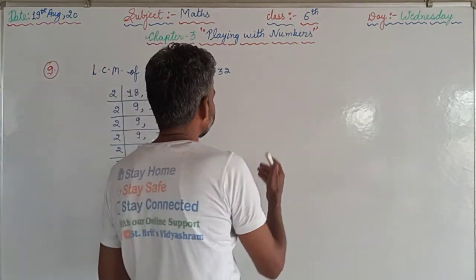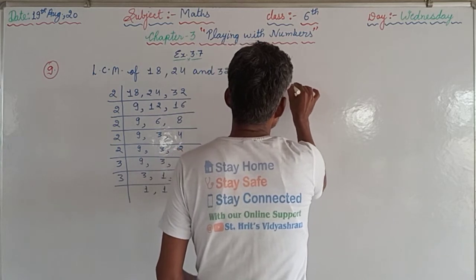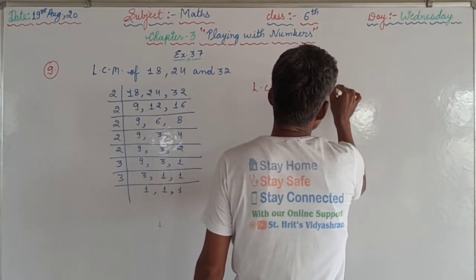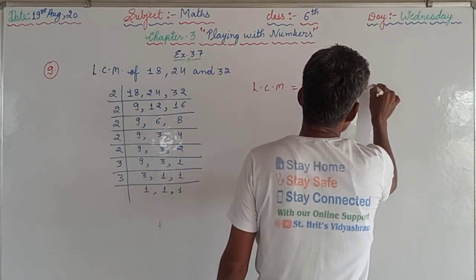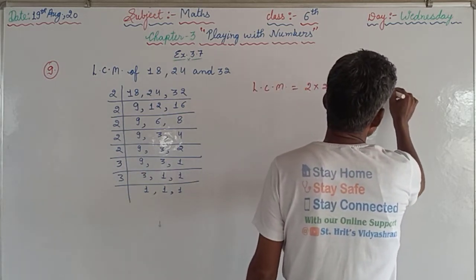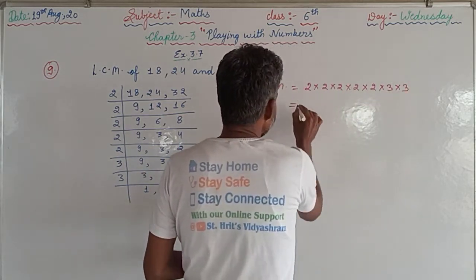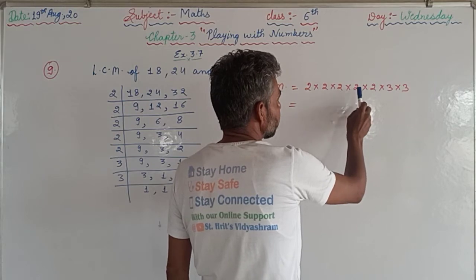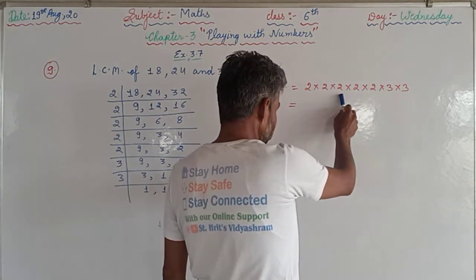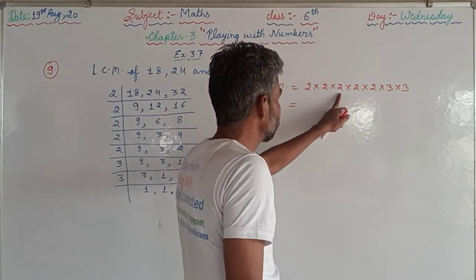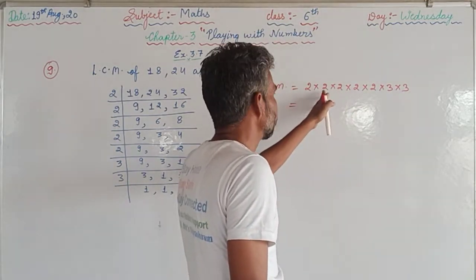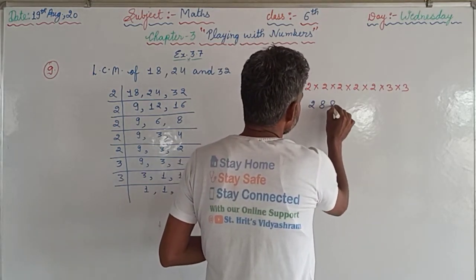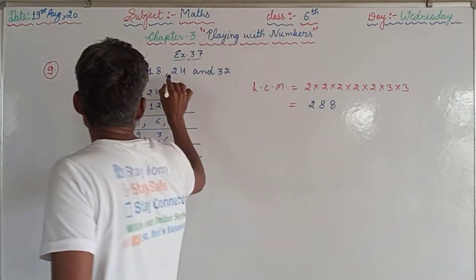So the LCM will be 2 times 2 times 2 times 2 times 2, five 2s, then times 3 times 3. So we have to multiply that. 3 3s are 9, 9 2s are 18, 18 2s are 36, 36 2s are 72, 72 2s are 144, 144 2s are 288. So 288 is the LCM of 18, 24 and 32.